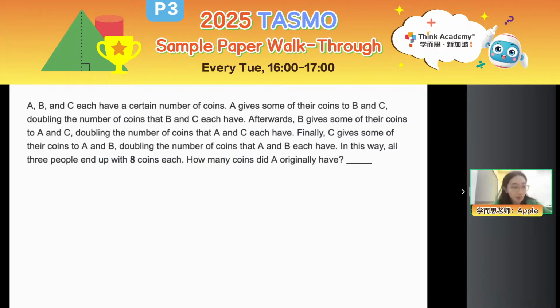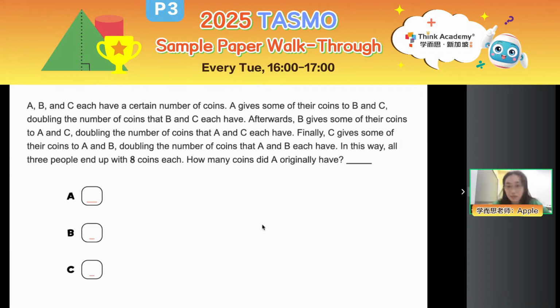Well, for the second one, here you can see A, B, and C each have a certain number of coins. A gives some of their coins to B and C, doubling the number of coins that B and C each have. Well, you see that this sentence is a bit long, maybe a bit confusing. Now let's turn that into a diagram. Firstly, let's draw out A, B, C. And then please just draw out 3 boxes to show the number of coins that each person has.